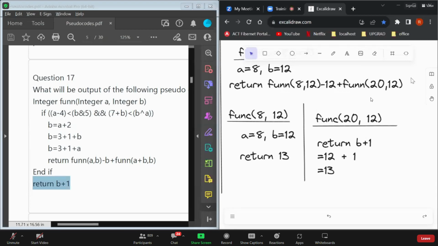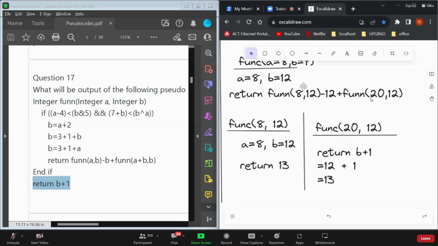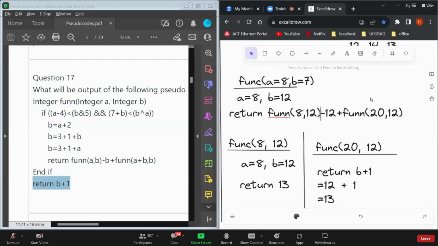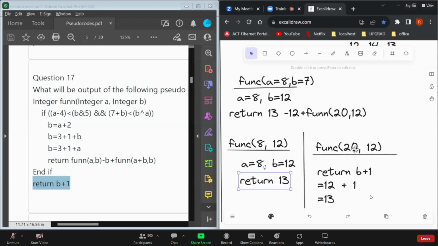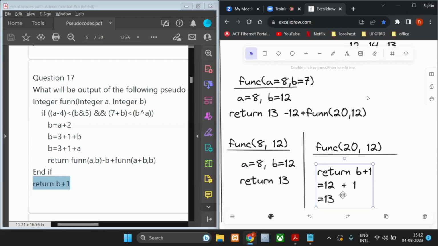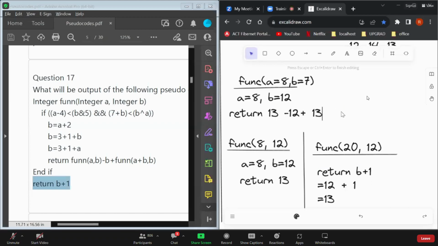So for both the function values, we got 13. Now replace them. For function of 8, 12 we got 13, so replace 13 here. See the highlighted part. Next, function of 20, 12: here also we got the value as 13. So remove this and put 13 here. Now calculate what the answer is.